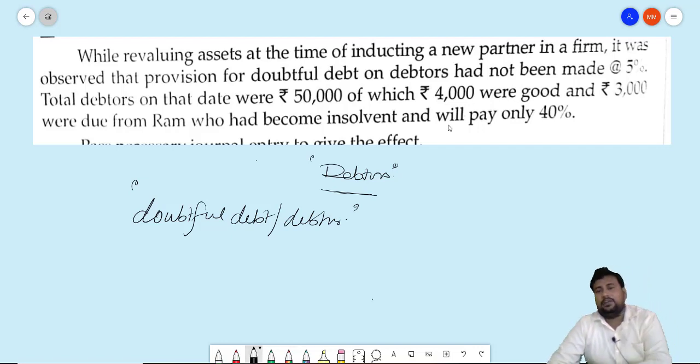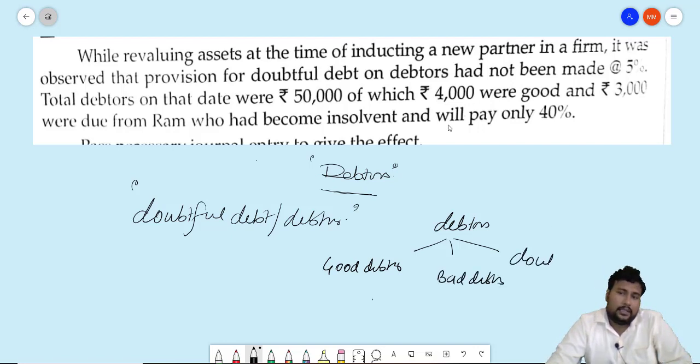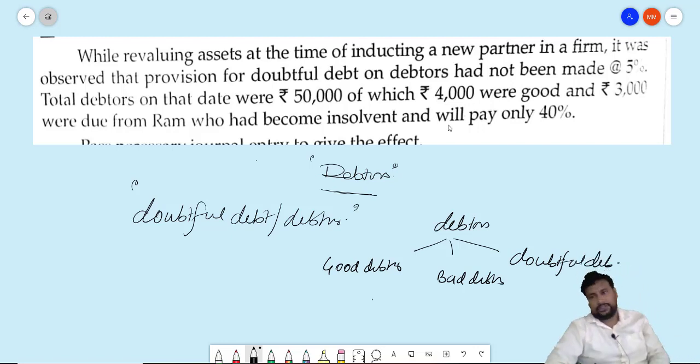Let's understand this particular concept. Who are doubtful debtors? Sir, you are taking so much time to explain this word. I know, because a very good concept is there. Debtors are generally of three types: good debtors, bad debtors, and the other one is doubtful debtors. It is a very simple question, but it has a very deep concept.